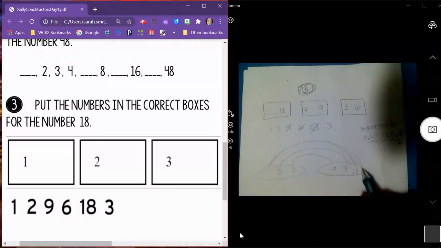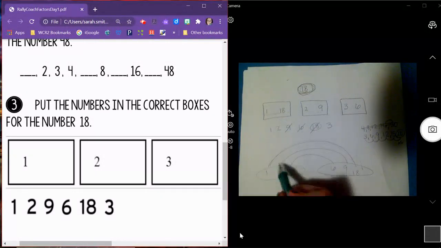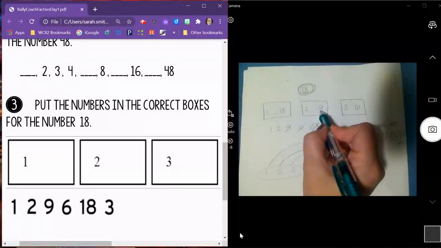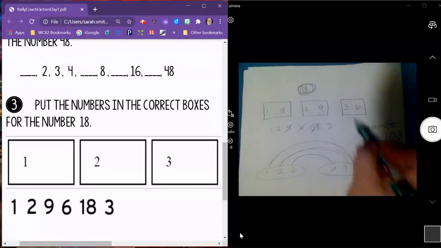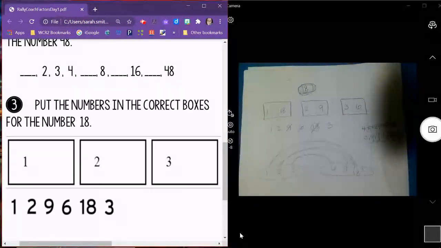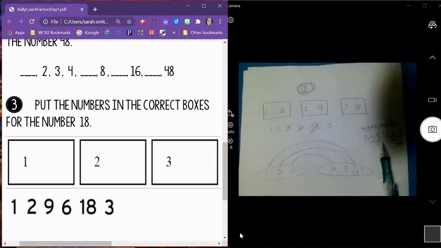So I know that 1 and 18, so therefore that 18 got moved up. I know 2 and 9, so that's why that 9 got moved up. And I know 3 and 6, and that's why that 6 got moved up. So when you're looking at these on the explain slide, this is what I'm referring to here. You're just dragging and dropping the numbers into those boxes and then explaining to me what strategy you used. So did you use the multiplication chart? Did you use skip counting to help you? Or did you use factor rainbowing to help you out?